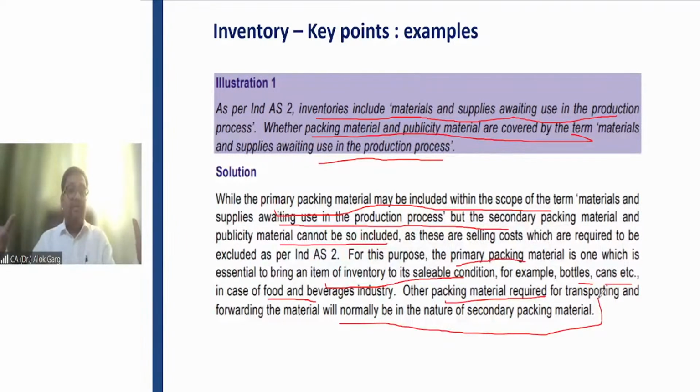So for 1,000 packets of Amul, it is not convenient to transfer 1,000 packets from the factory to the shopkeeper. That is why they have to be stored in a box, right? Just to transfer this from one place to another, it has been stored in a box. So hence it is considered as a selling cost. But the packets in which the milk is stored are primary packaging material, and hence form part of the inventory. Is that clear?